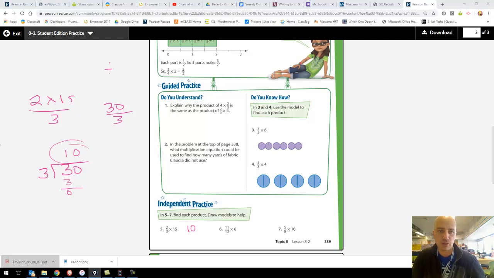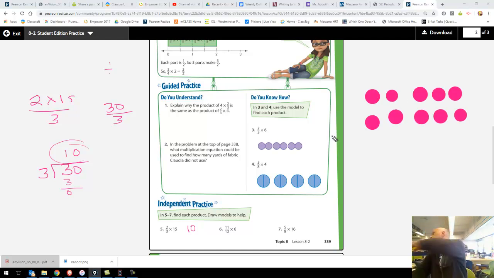If I did have to do my dots, and I did 15 of them, 1, 2, 3, 4, 5, 6, 7, 8, 9, 10, 11, 12, 13, 14, 15.